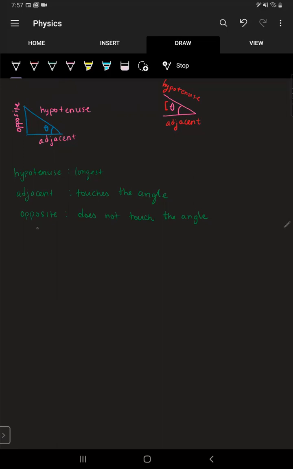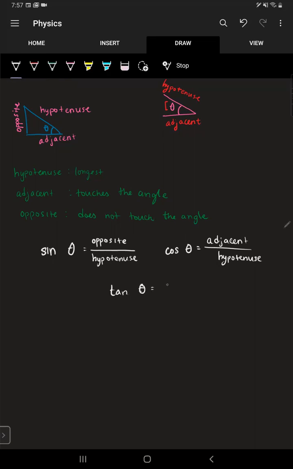Well, we haven't used tangent yet, but the reason why we use sine and cosine is this. Sine of an angle, so I'm going to write theta here, right? You've learned theta. It just means any angle. Sine of theta equals the opposite divided by the hypotenuse. Cosine of theta is equal to adjacent divided by hypotenuse. And there's a third one called tangent, and that's equal to opposite over adjacent.